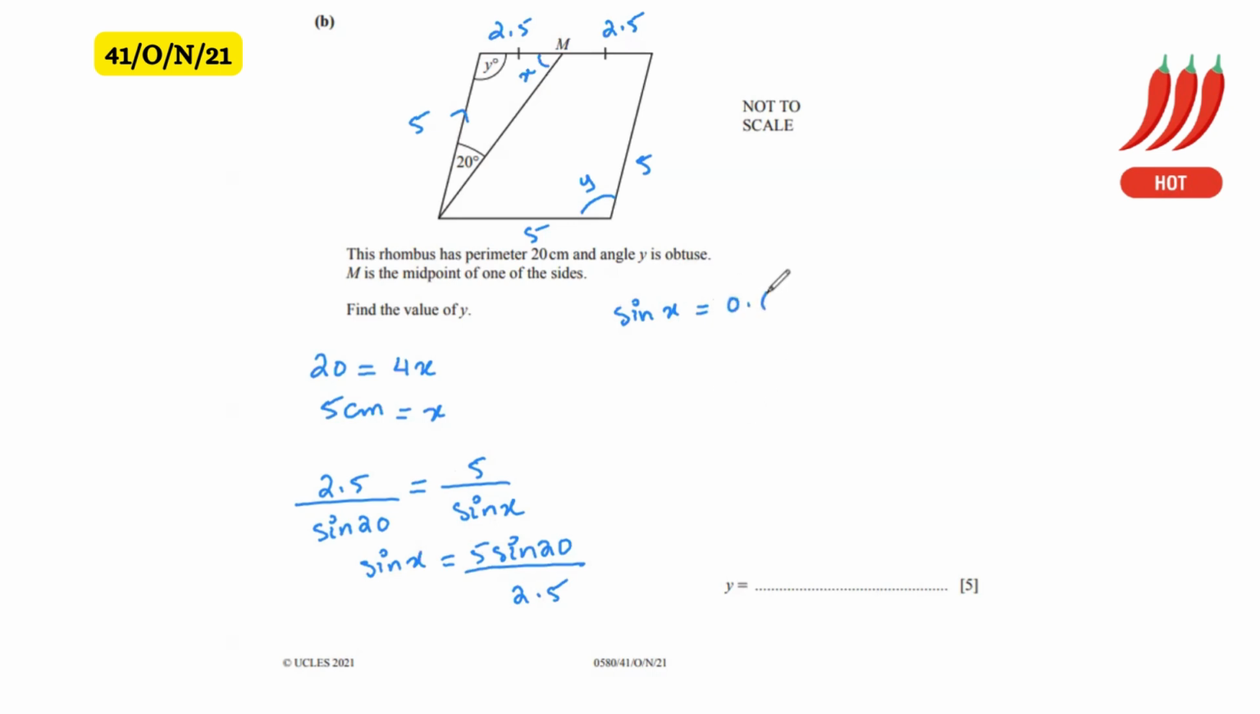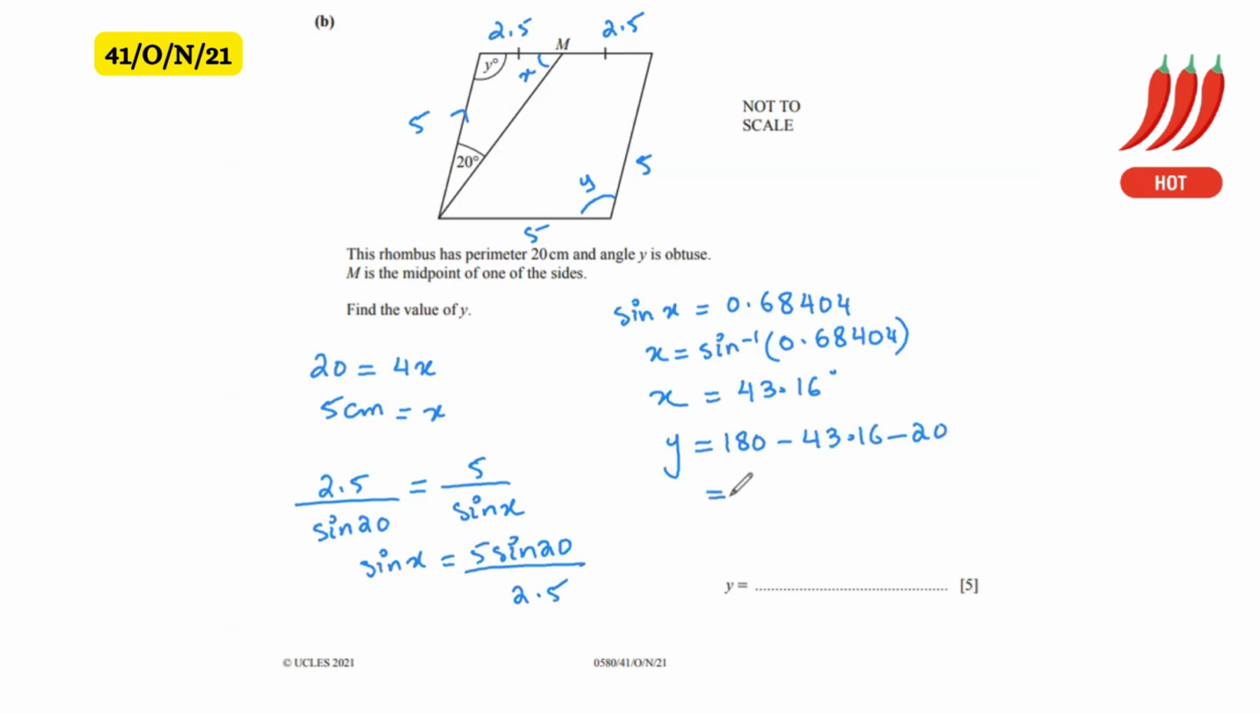That's 0.68404. So x would be sine inverse of 0.68404. And that's going to give us 43.16 degrees. So y is going to be 180 minus 43.16 minus 20. And that gives us 116.84 degrees. That is your angle y.